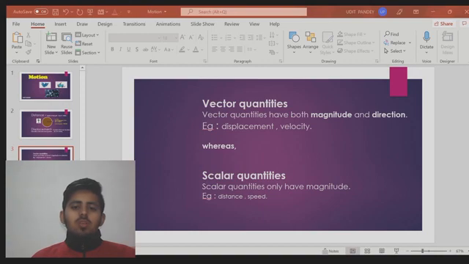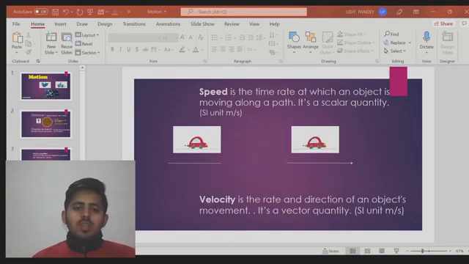Now let us talk about the scalar quantities. What are those? Scalar quantities only have the magnitude, like distance. The distance traveled between the point A and B is 20 meters. So they only store the magnitude. So this is what vector and scalar quantities are. Let us now study speed and velocity.